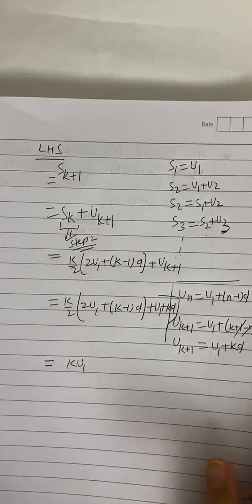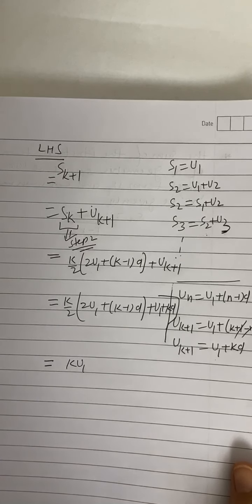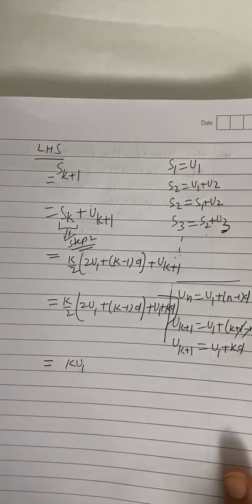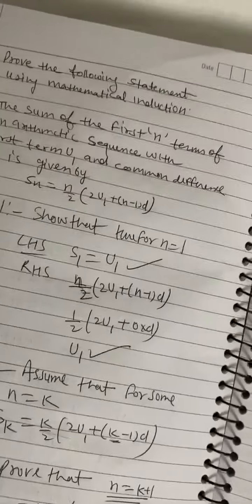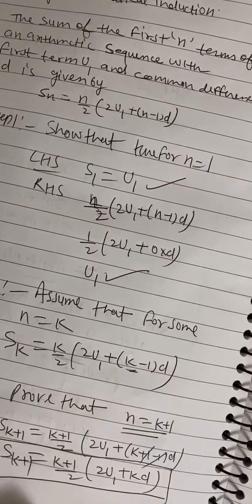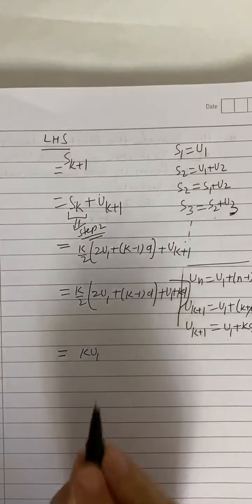Maybe we need to look at here first before we start simplifying this. So maybe the good idea is if we look at what we have to prove. What we have to prove here is S_{k+1} is (k+1)/2 times (2u1 + kd). So now we need to find out how can we have that.